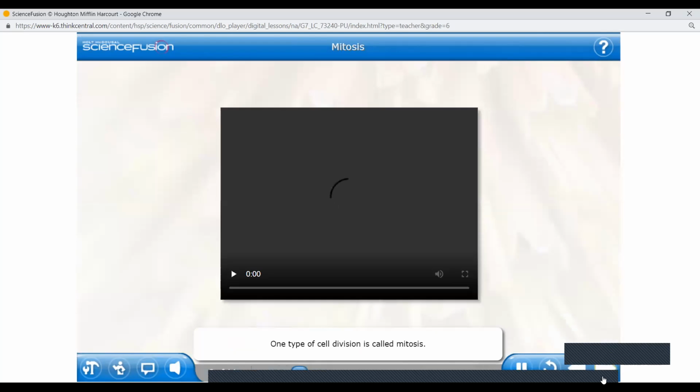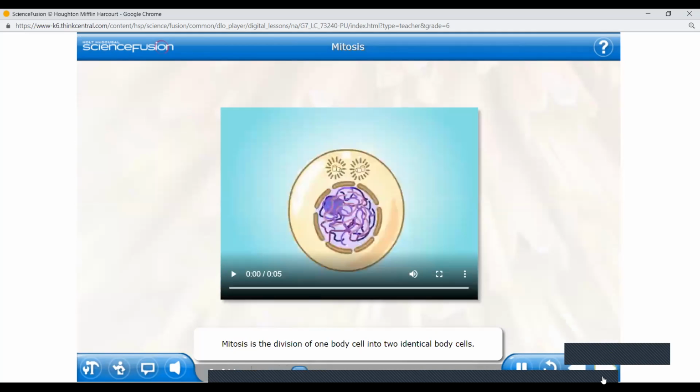One type of cell division is called mitosis. Mitosis is the division of one body cell into two identical body cells. Cells divide by mitosis for a variety of reasons. Single-celled organisms use mitosis to reproduce by cell division. Multicellular organisms use mitosis in growth, development, cell repair, and reproduction. Click play to see the animation. It shows how one body cell divides into two identical body cells in the process of mitosis.